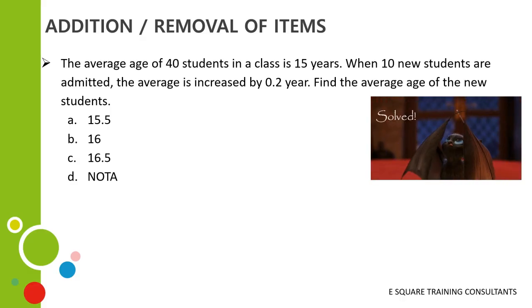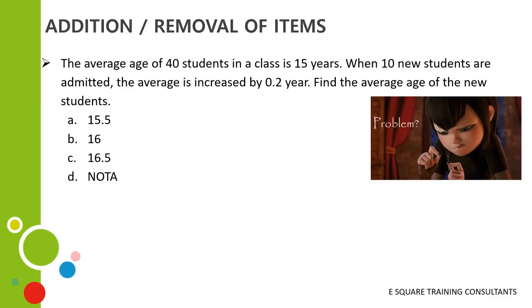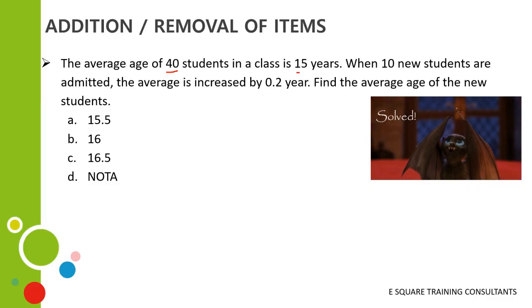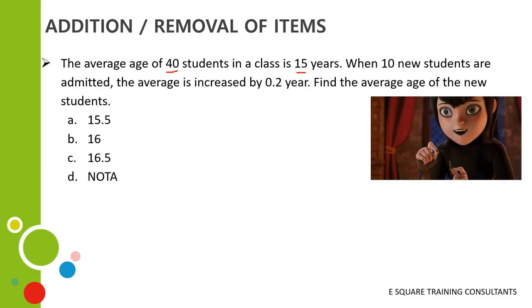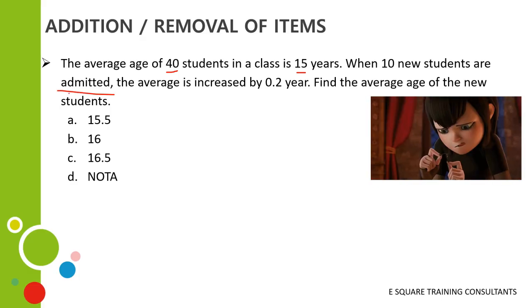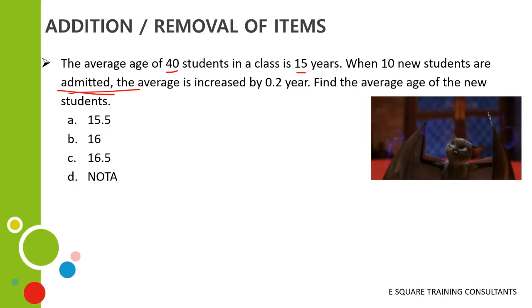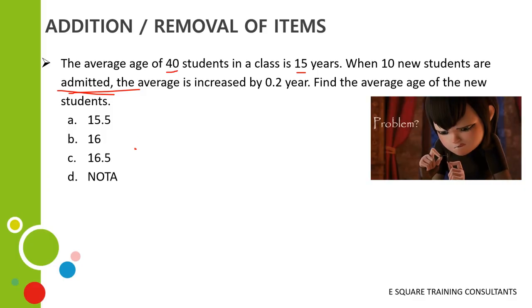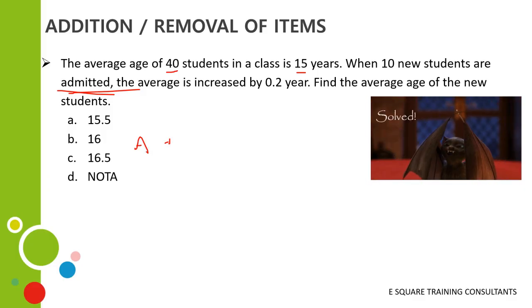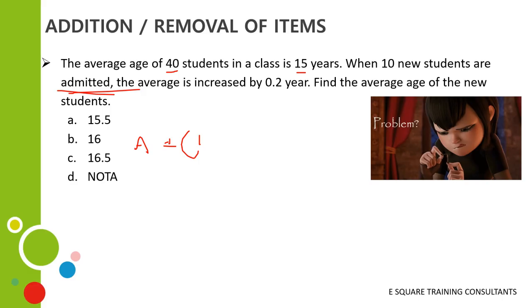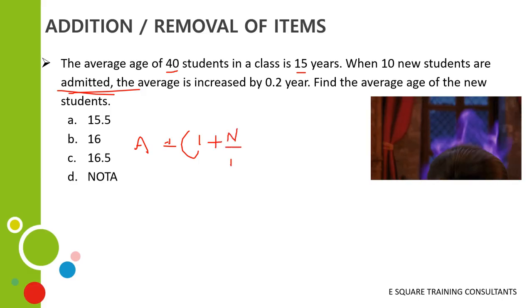And this question says the average age of 40 students in a class is 15 years, and now 10 new students are admitted. So the first thing that we have to look at is it has been admitted. So we can categorize the hint as A plus or minus 1 plus n by N into x.